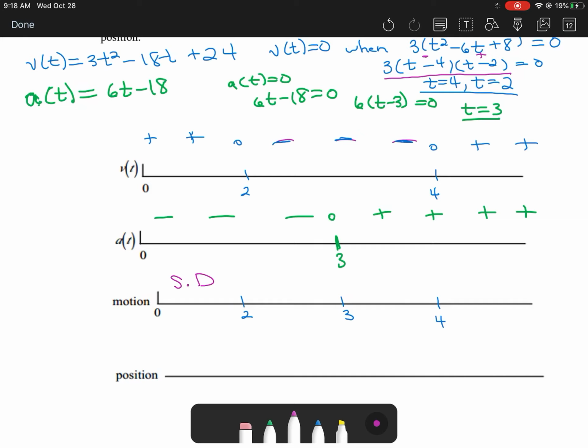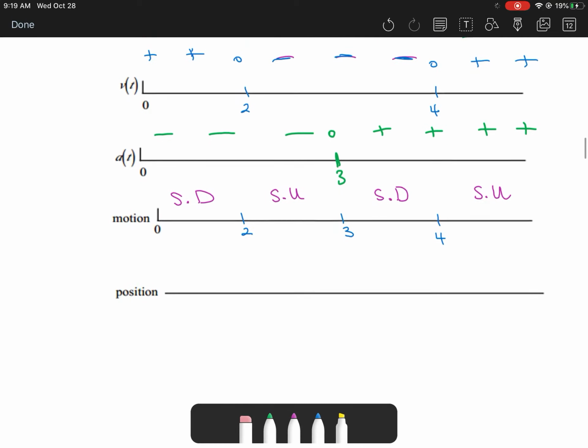Okay, well, let's look from 2 to 3. I notice from 2 to 3 that the signs are both negative, so the signs are the same, so that tells me it is speeding up. From 3 to 4, they are different signs, so that means it is slowing down. And from 4 to infinity, the signs are the same, so that means I am speeding up.